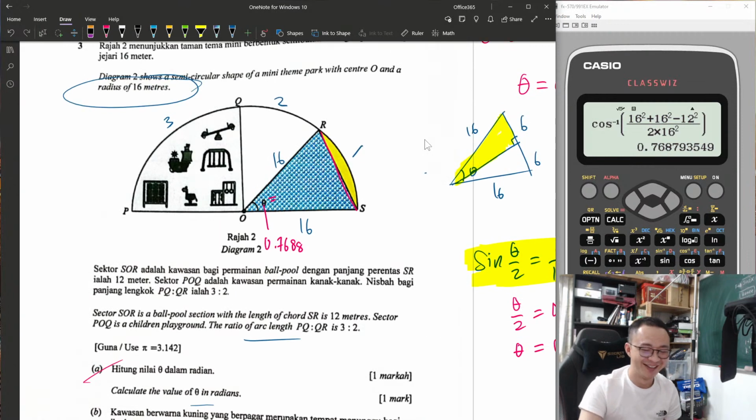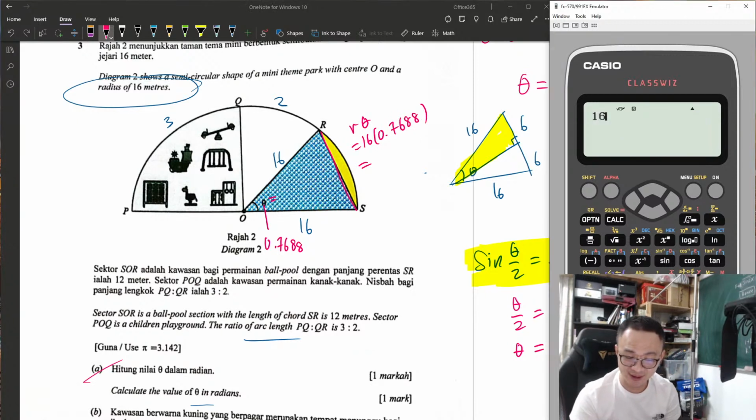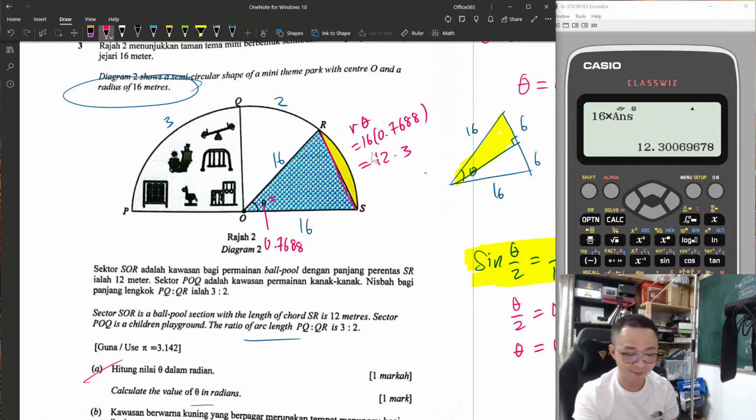Okay, we just find this is r theta, right? My r is 16. My theta is this one. Here I get this one, 16 times the answer just now. So I got 12.3 meter.